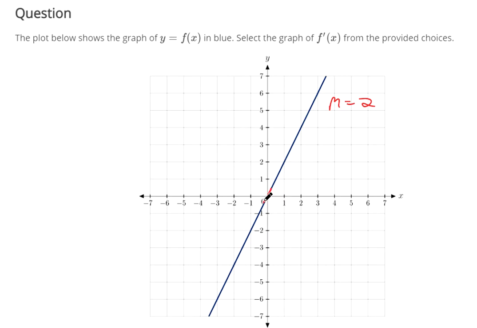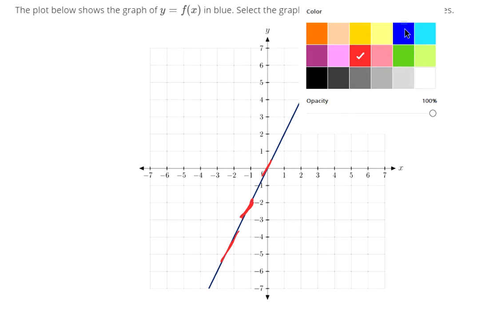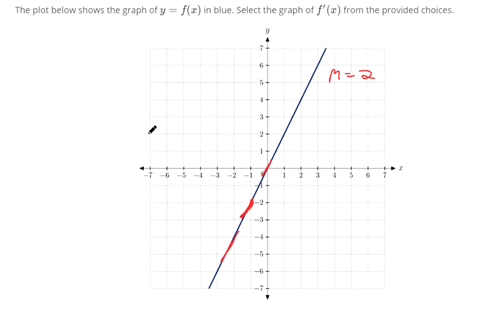Right here, we're increasing by 2 over 1. Right here, it's still the same line, so we're still going up by 2 to the right 1. Everywhere has the same slope. So the graph we want is going to be the graph I'm going to draw here in orange. It's a flat line right across it too, because it represents 2 everywhere for the x-axis. Everywhere has the same slope. It has a slope of 2.